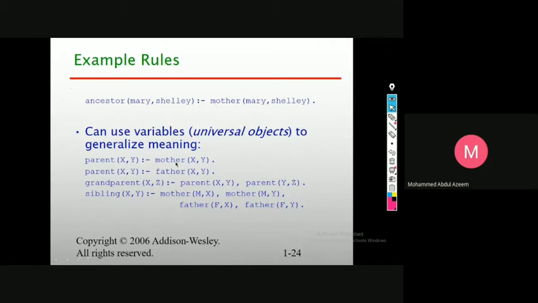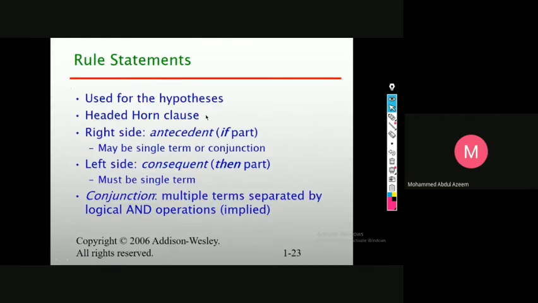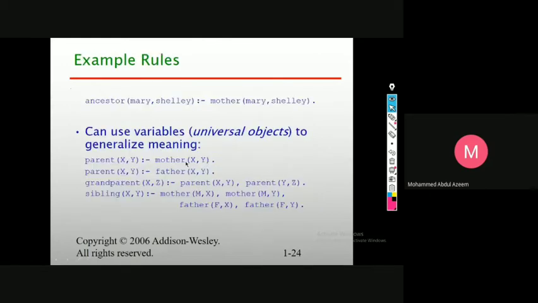So this is how you generally pronounce the rules which you are going to set with the help of the horn clauses. It can use the variables. Universal objects also can be used to generalize the meaning. There are certain few more rules that have been defined. You can see here. The next one.